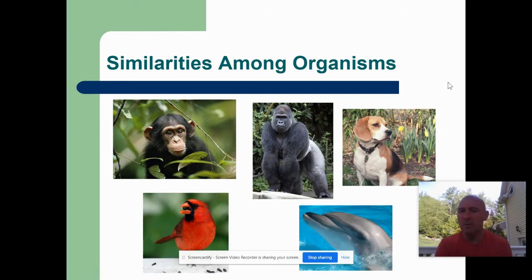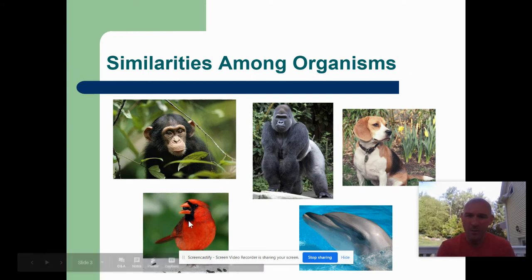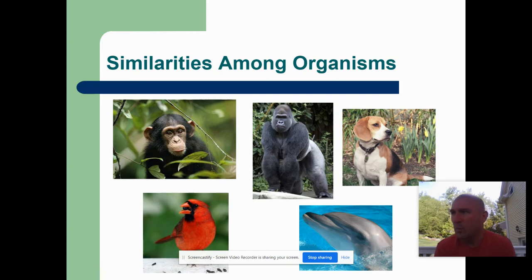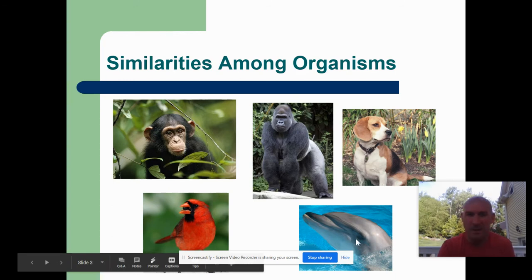Okay, so you've got the 5 organisms there. If we look at them, these are all different organisms, right? We have a chimpanzee, a silverback gorilla, a dog, a cardinal, and a dolphin. All very, very different organisms. But if you look at their general body plans, they all have very similar body plans. So we have 4 mammals on the slide, and 1 bird, and this dolphin is a mammal.